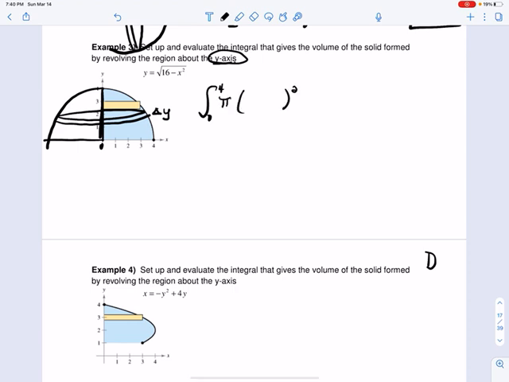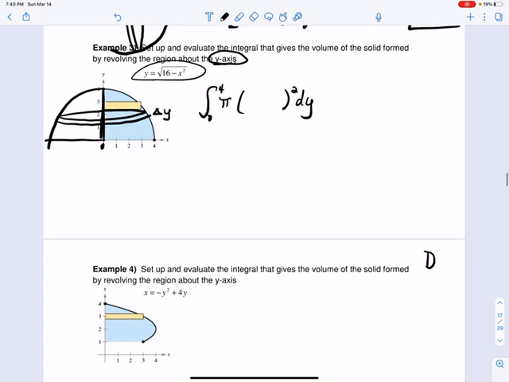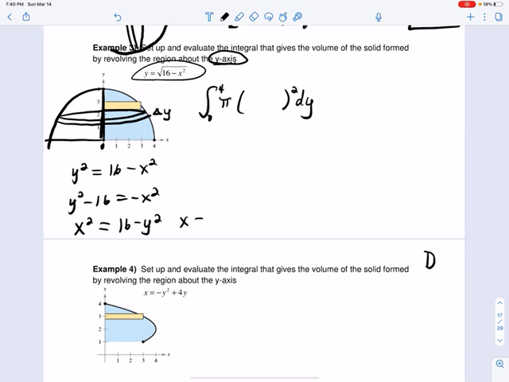Now my radius is still going to be squared in terms of y, but I have to have my function in terms of y. So I need to take this and I need to rewrite that so that it's in terms of y. So I've got to write x equals. That is going to give me, if I square both sides, I'm going to have y squared equals 16 minus x squared. I'm going to subtract 16. Divide by negative 1. So let's move this whole thing around. I'm going to have 16 minus y squared. And then x is equal to plus or minus square root of 16 minus y squared. So I'm only doing the top half here.